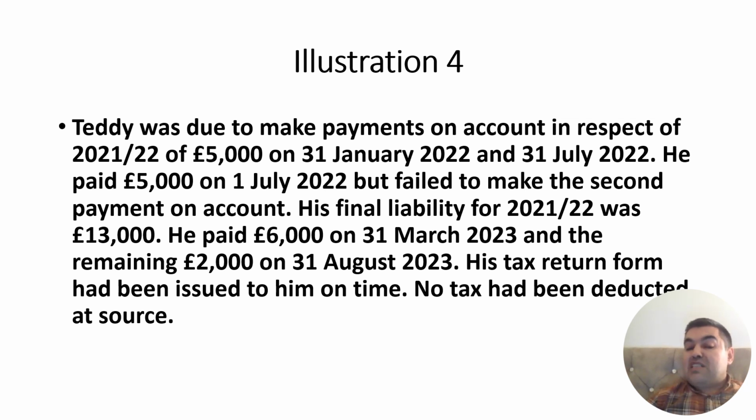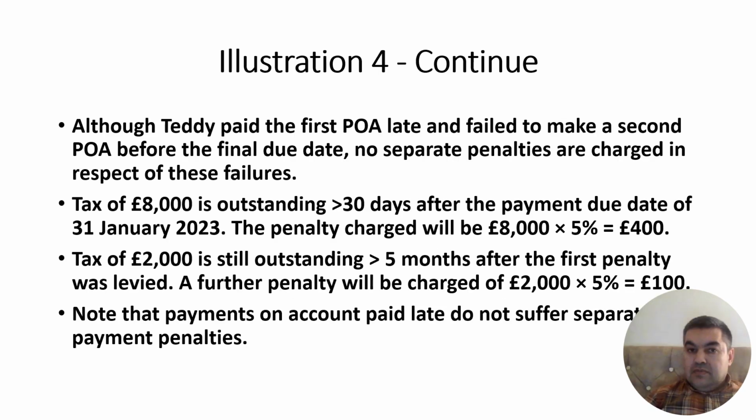His tax return form had been issued to him on time, so he has no excuse. No tax has been deducted at source. No tax has been deducted through PAYE. Remember, we say that although Teddy paid the first payment on account (POA stands for payment on account) late, and failed to make a second payment on account before the final due date, this will not result in separate penalties. So just be careful.